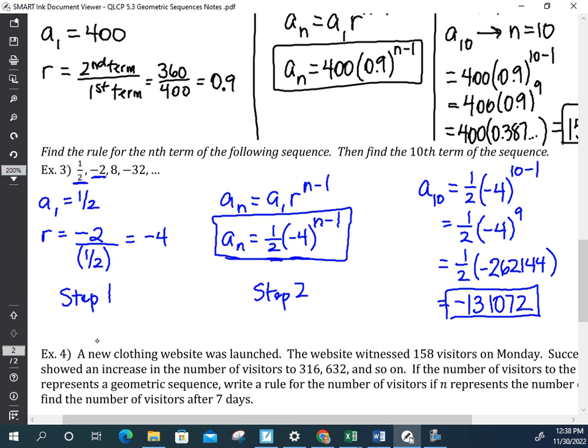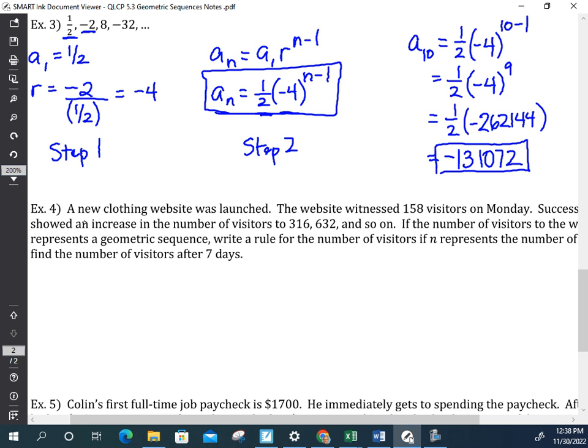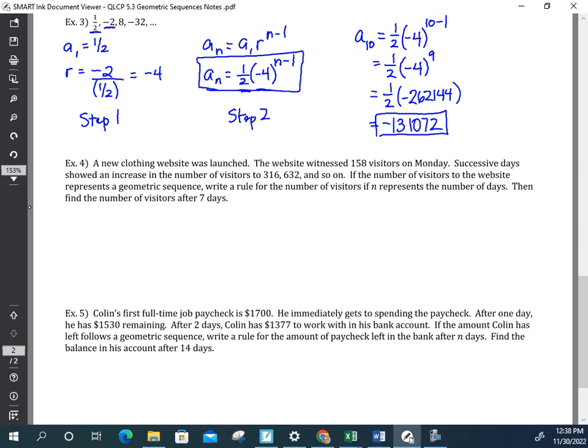So we've done some basic examples. Let's work a couple of applications. A new clothing store launched a website. 158 visitors Monday, 316 on Tuesday, 632 on Wednesday, and so on and so forth. Write a rule for the number of visitors, if n is the number of days, and then find the number of visitors after 7 days.